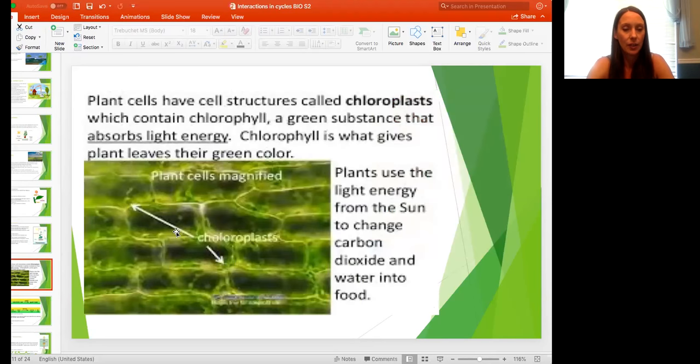Okay, this is a little bit fuzzy, but I wanted to show you this idea. A plant has these structures that make it different, called chloroplasts. Inside the chloroplasts is this chemical called chlorophyll. This substance absorbs that light energy. If a plant didn't have chloroplasts, it wouldn't be able to go through photosynthesis. Chlorophyll also gives that plant its green color. So inside the plant cells is where you find chloroplasts, which contain that pigment.